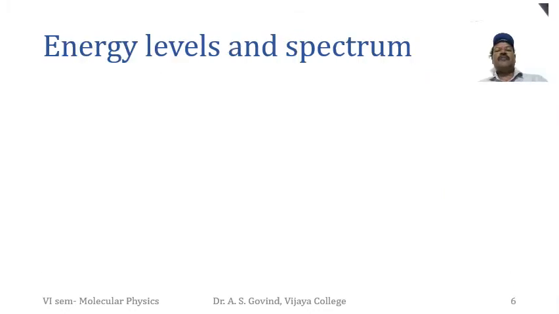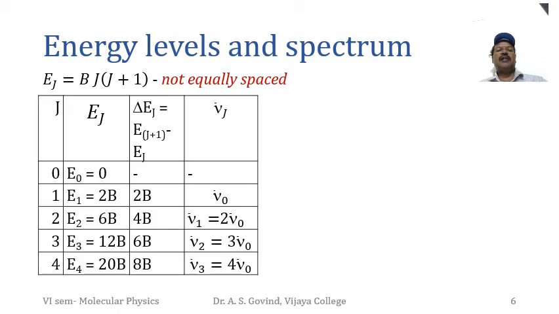Going further, we will see what are the energy levels. So energy levels BJ into J plus 1 are not equally spaced. Already we have seen that. And these are the frequencies that you get. These two values we have already calculated. And similarly, if you calculate for other values, delta E, you will get 6B and 8B. So 2, 4, 6, 8. Those are the energy differences. And the nu bar J values are in the ratio 1, 2, 3, 4. So this is what we said earlier. The frequencies are equally spaced.